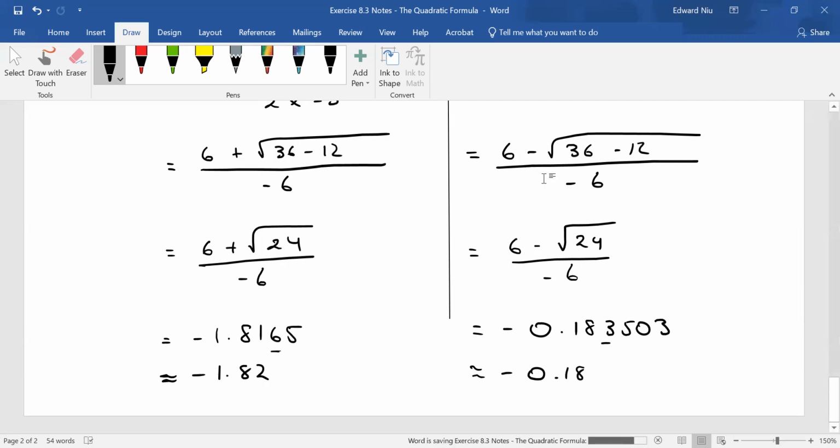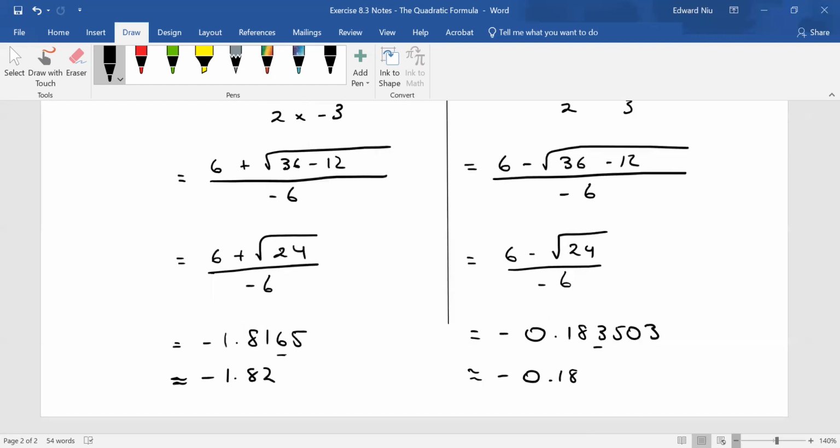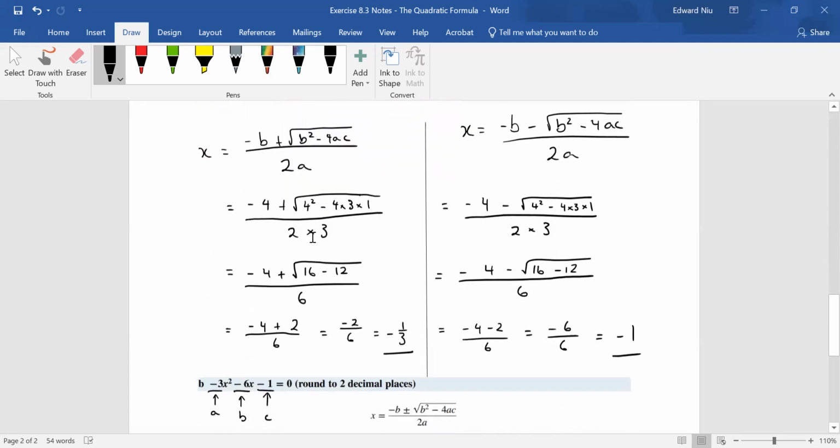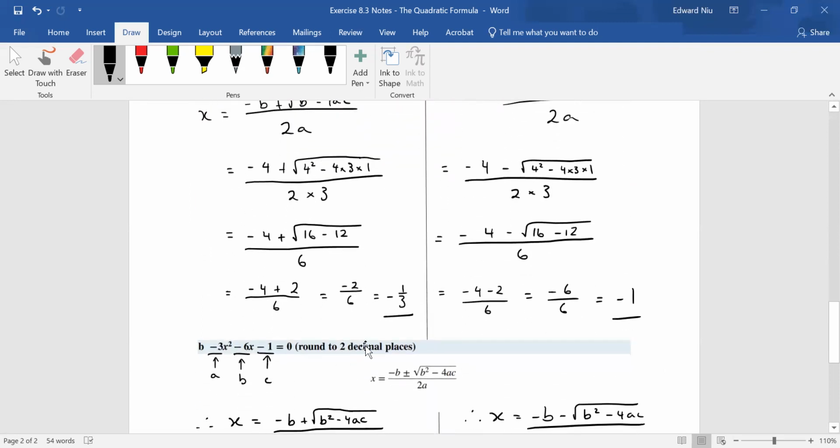That's all there is to exercise 8.3. We've seen the quadratic formula before. Just remember, you need to have the quadratic equation in the generic form for you to be able to apply the quadratic formula. So that means you have to rearrange to have ax squared plus bx plus c equal to 0. And then just make sure you check what sort of answer they want, whether it's exact or decimal. Let me know if you have any questions, and that's all for 8.3.